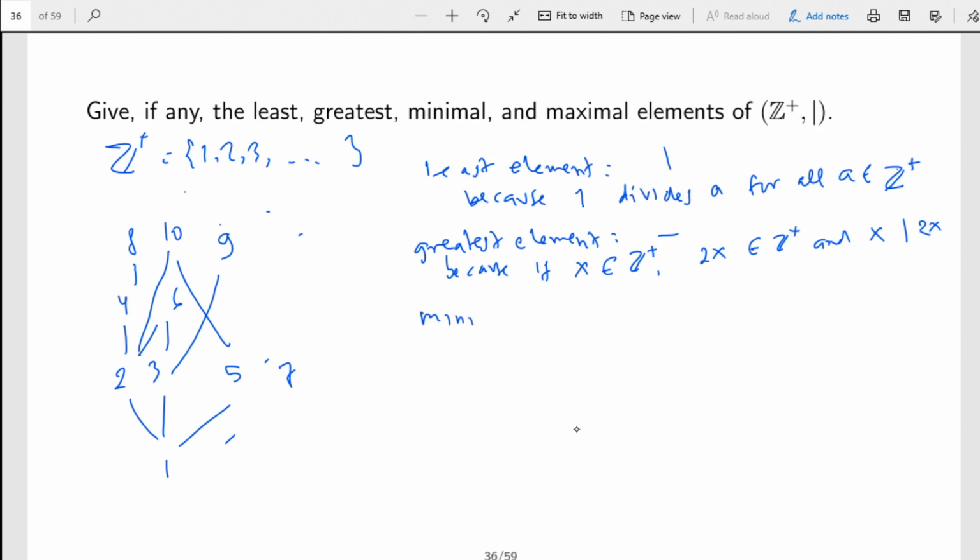Similarly, also minimal element here. Minimal element is 1, and maximal element is also none. So there is no maximal element, with the same reason here. So that's the answer of the third question.